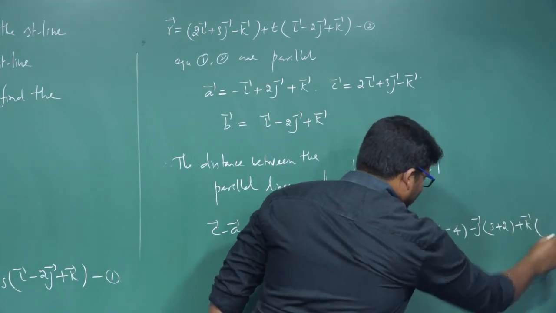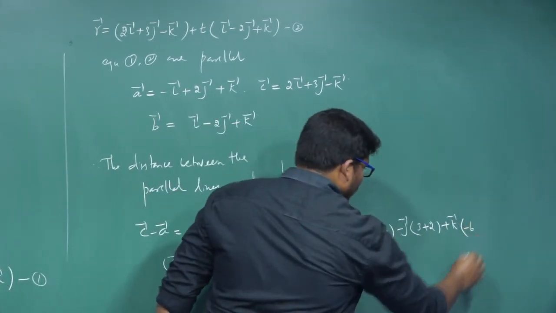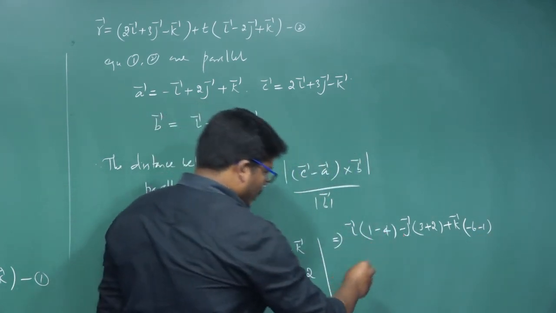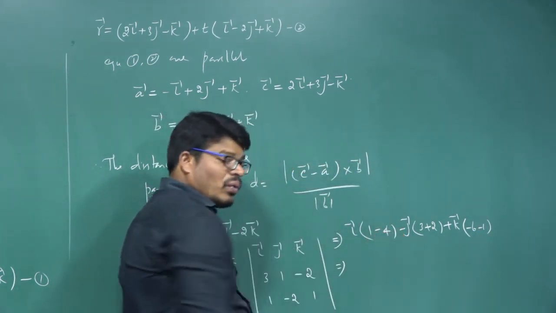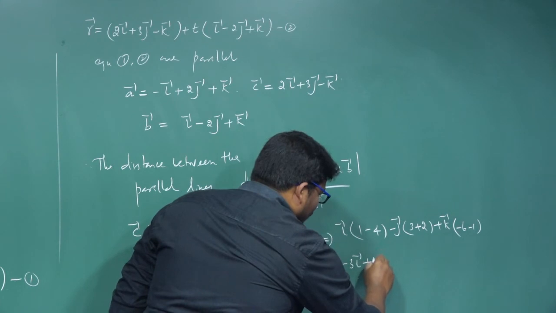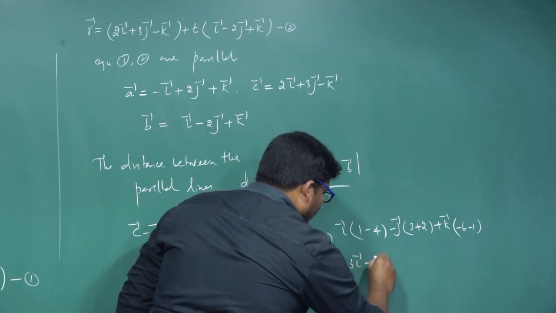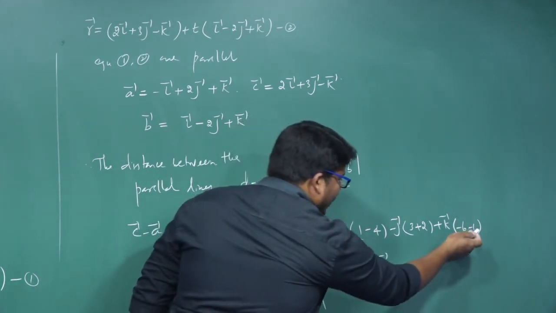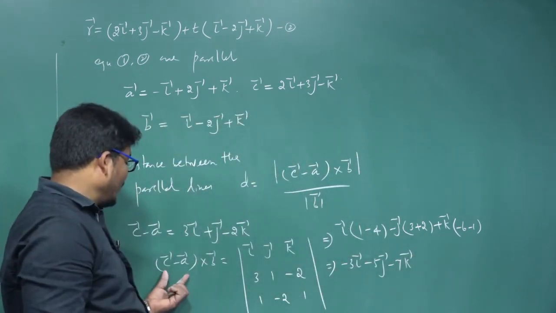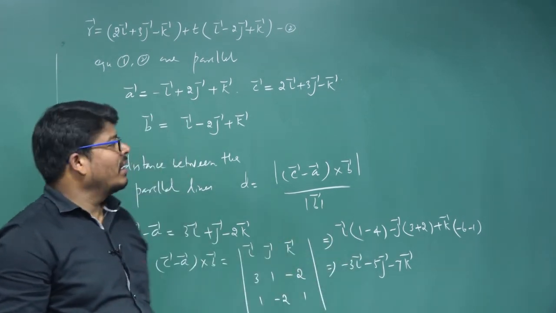Plus k vector into the minor matrix: 3 into minus 2 is minus 6, 1 into 1 is 1, minus 1, which implies 1 minus 4. 1 minus 4 is minus 3, so minus 3i vector. 3 plus 2 is 5, so minus 5j vector. Then minus 6 minus 1 is minus 7k vector. C vector minus A vector cross B vector equals minus 3i vector minus 5j vector minus 7k vector.